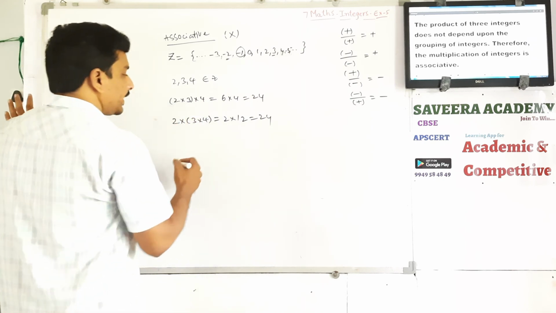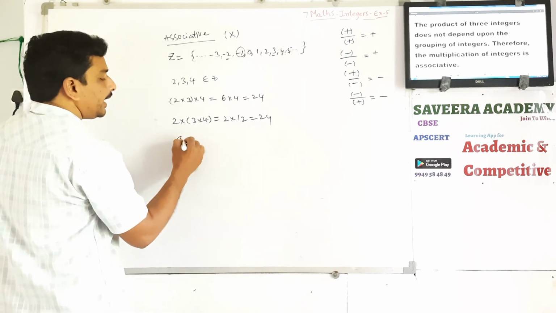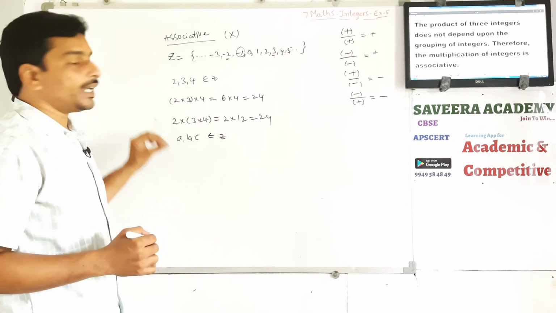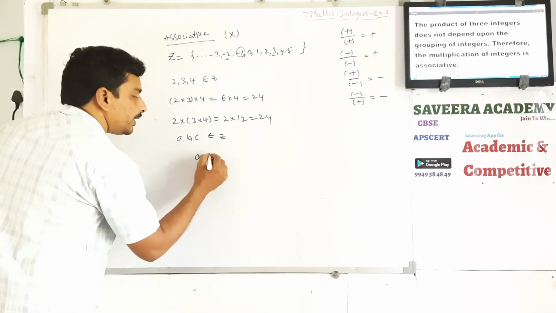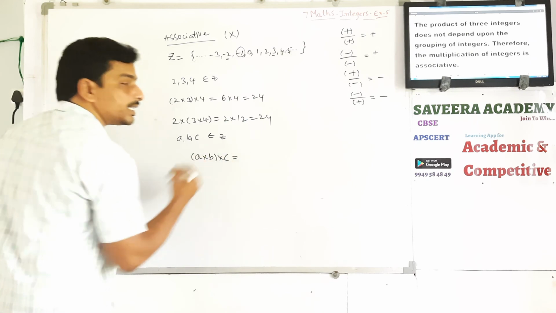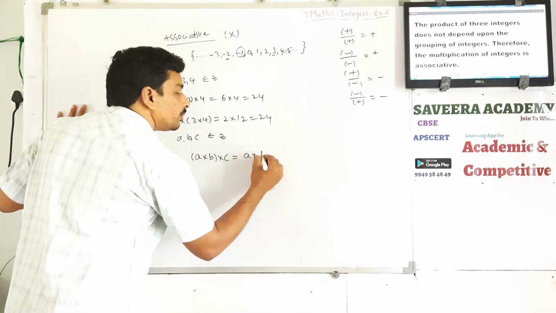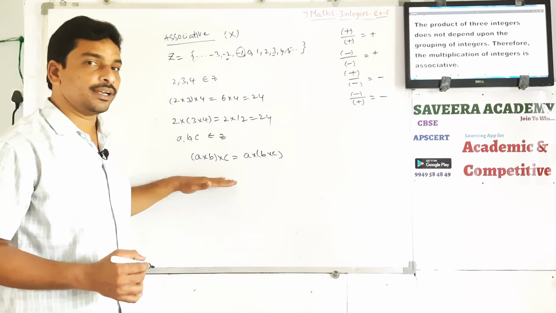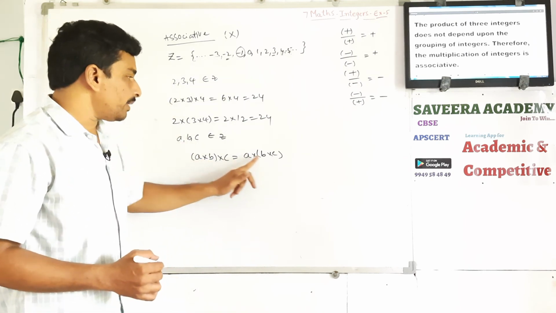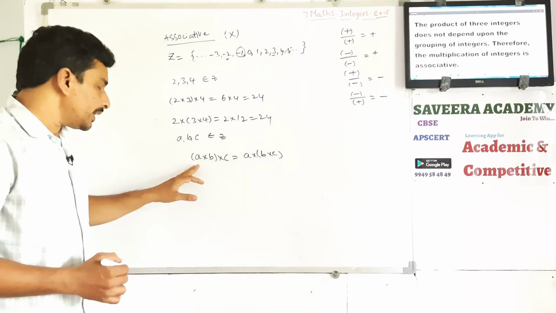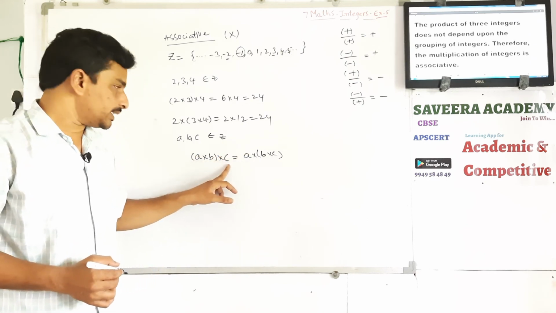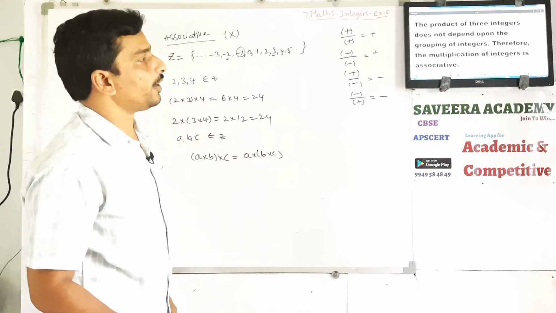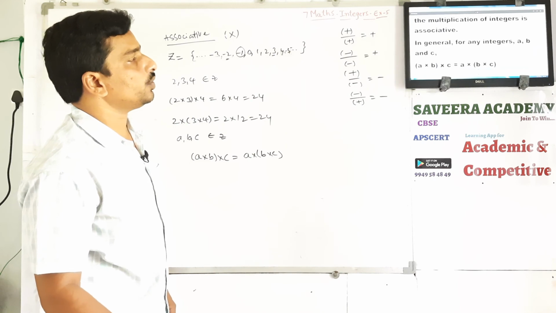In general, suppose A, B, C belongs to Z. A, B, C are any three integers. Then A into B into C is equal to A into B into C. This is called as associative property of integers under multiplication. Okay, that one you have to remember. This is called associative property.